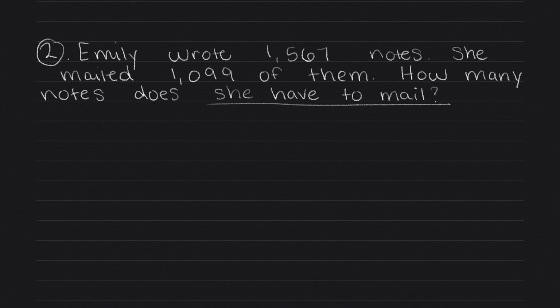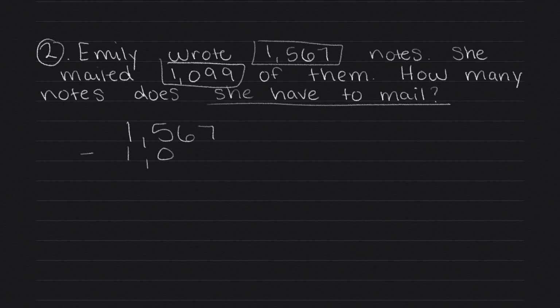We know what she started with, 1,567. We know how much she already mailed. So what is left? What does she still have to mail? I'm going to write down what she started with, 1,567. And I'm going to subtract what she's already mailed, 1,099. Now, I didn't point it out earlier, but make sure you're keeping your place value nicely lined up. I have my ones lined up with my ones, tens, hundreds, thousands. In order to add and subtract properly, place values must be lined up.